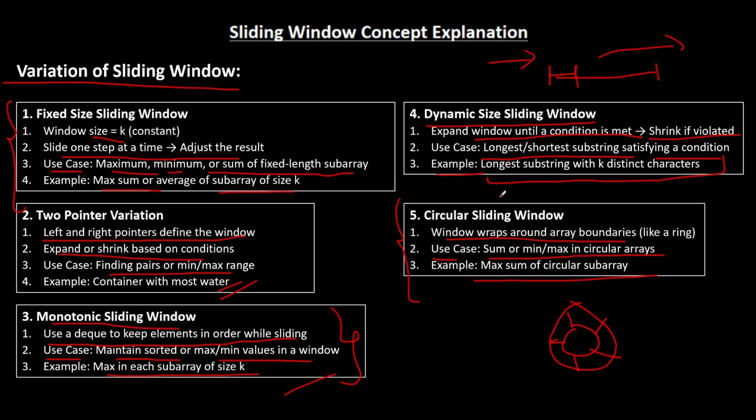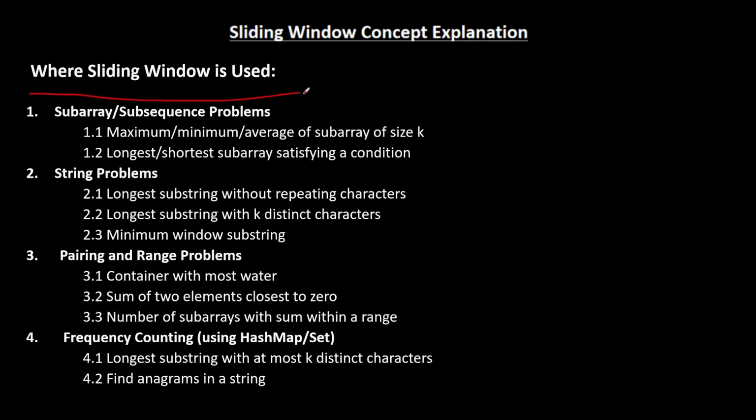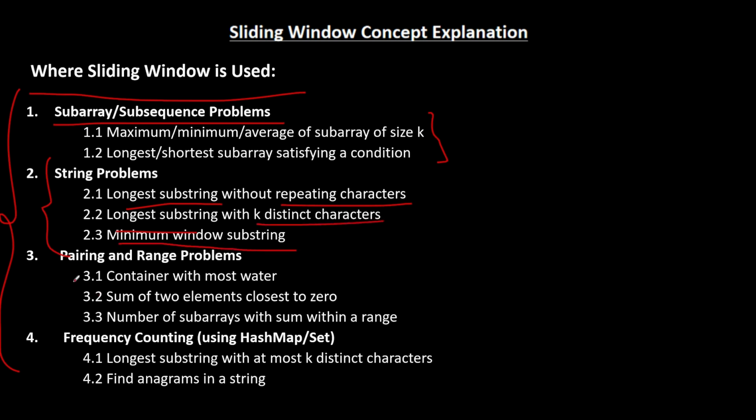Now let's move to the next slide. Where is sliding window used? In a nutshell, in subarray and subsequence problems, like maximum, minimum, average of size k, longest or shortest subarray satisfying a condition. In string problems, longest substring without repeating characters, longest substring with k distinct characters, and minimum window substring. Then pairing and range problems also: container with most water, sum of two elements closest to zero, number of subarrays with sum within a range. Then frequency counting using a set or hash map: longest substring with at most k distinct characters, find anagrams in a string.